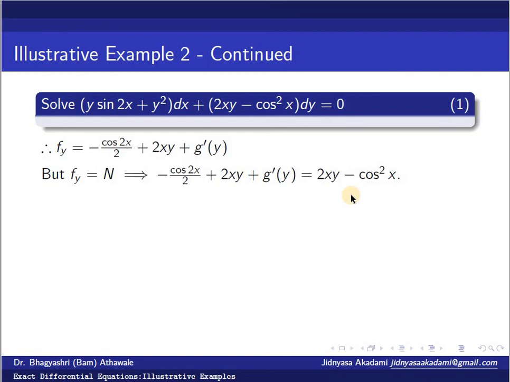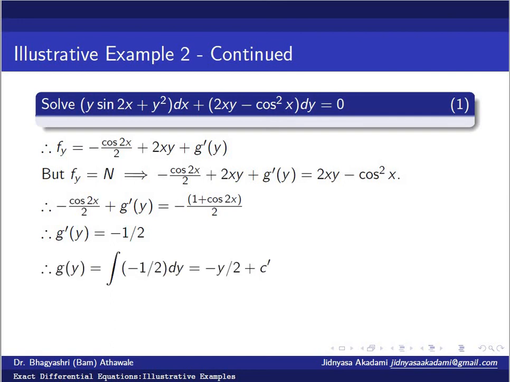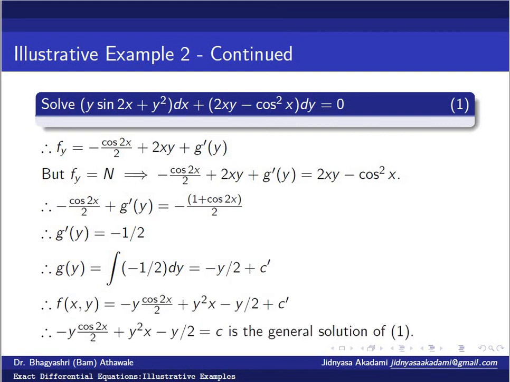So, that means we have done something wrong earlier. Or can we simplify it such that these terms containing x will get cancelled? Yes, we can use again the trigonometric identity. That cos square x is (1 plus cos 2x) by 2. If we use that, then the term minus cos 2x by 2 will get cancelled. And so this is nothing but minus cos 2x by 2 plus g dash of y is this, and we are getting g dash of y is minus half, which is a constant term and which is perfectly okay. So my g of y is minus y by 2 plus c dash, add that term to my f, and so this is my required solution.